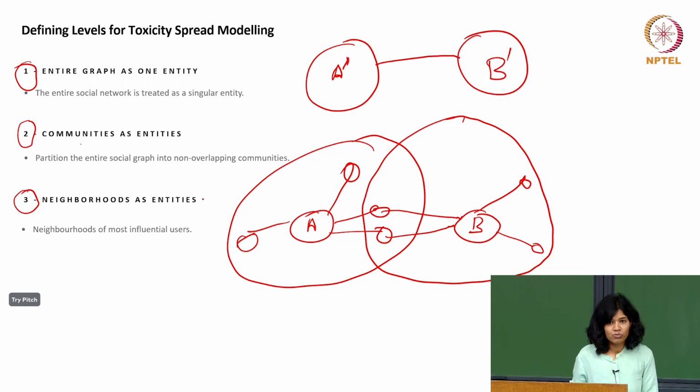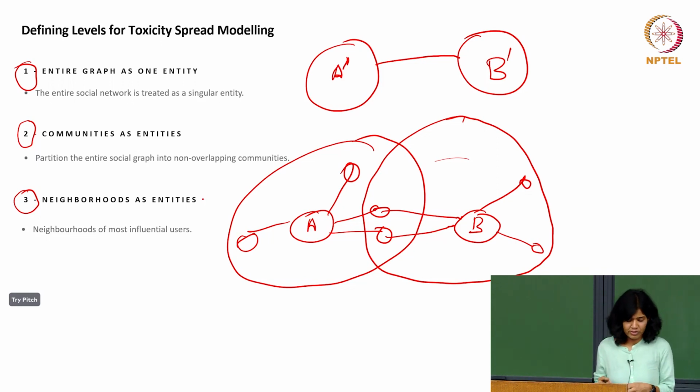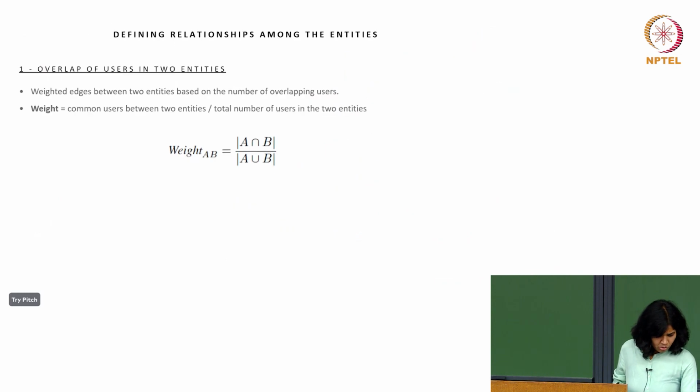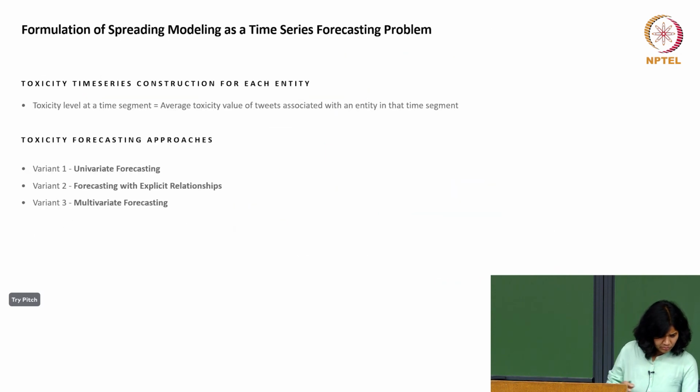Similarly, we can also do it for the communities. Here you can imagine this is one entity, this is another community, this is one community, and the common people are basically the connections between the two, right?